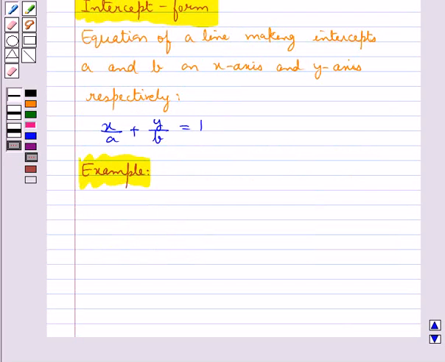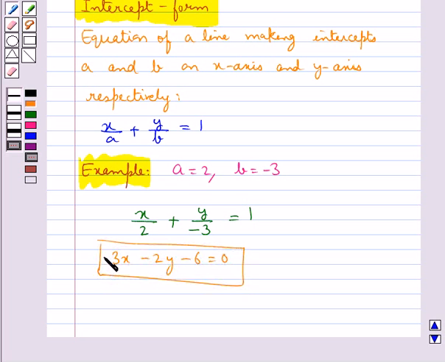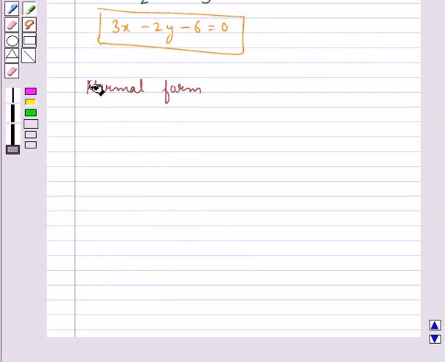Let's try and find out the equation of a line which makes intercept 2 on the x-axis, that is we have A is equal to 2, and intercept minus 3 on the y-axis, that is we have B is equal to minus 3. Then the required equation of the line is given by x upon A plus y upon B equal to 1. That is, we get 3x minus 2y minus 6 equal to 0 is the required equation of the line.